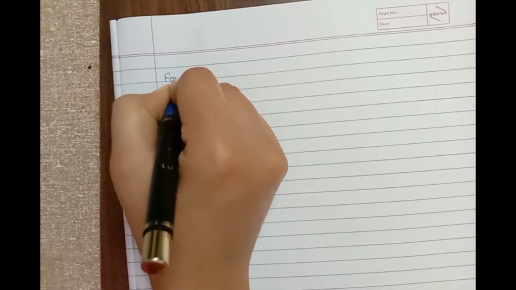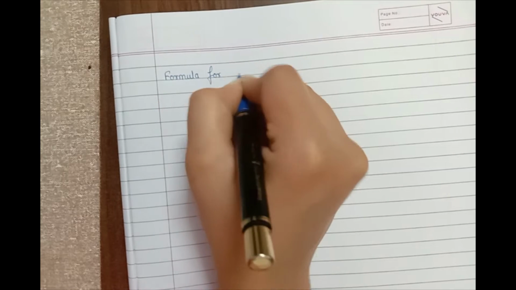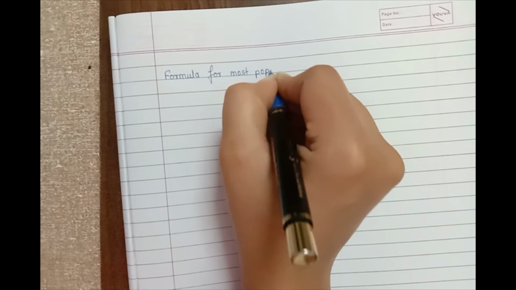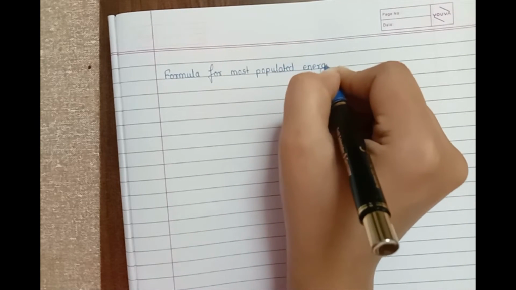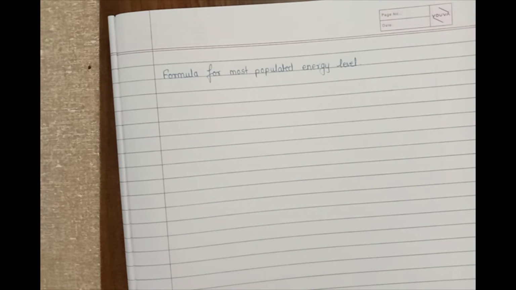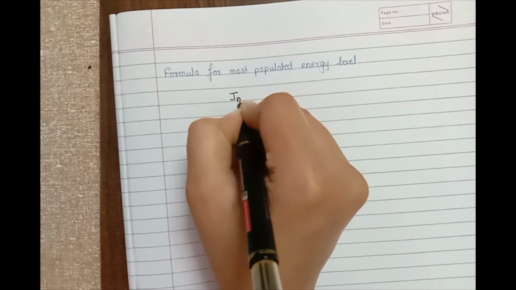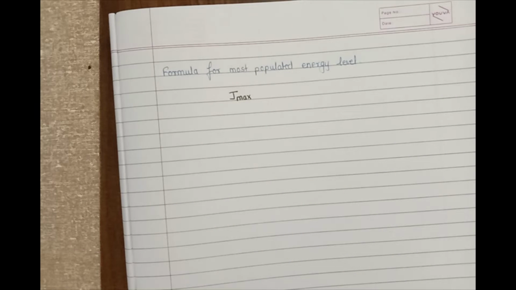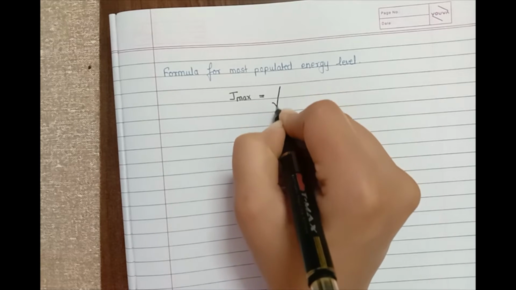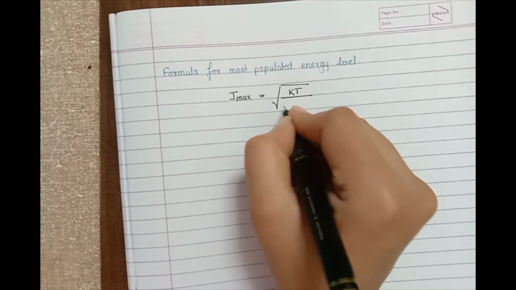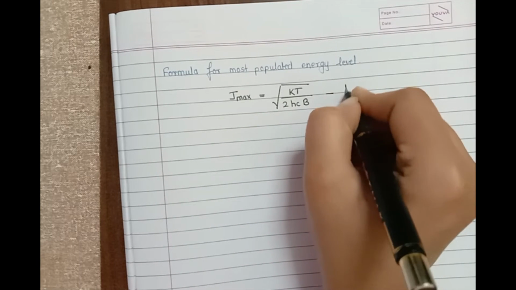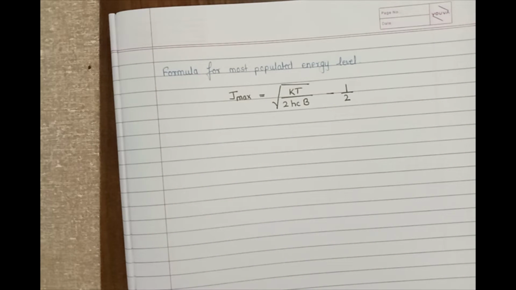The next part is the formula for the most populated energy level. How can you say that J equal to 1 is the most populated level, or J equal to 3 is the most populated energy level? This can be found out by using the formula that J max, the most populated energy level, is given by under root of kT upon 2hc into B, minus 1 upon 2. Okay, so this is the formula for the most populated energy state. Is it okay?